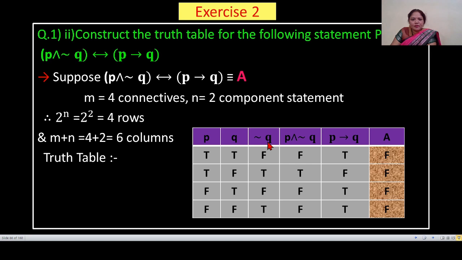Negation of Q means if Q statement is true, then its negation is false. If statement is false, then its negation is true. T, F, F, T.